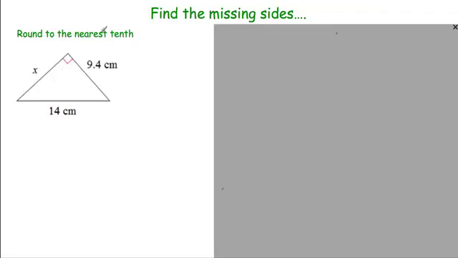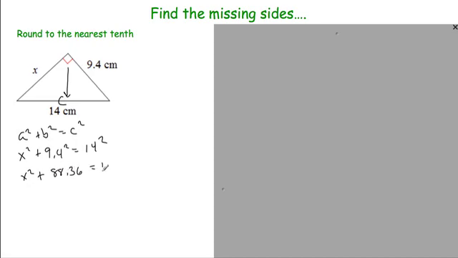Let's find the missing side, rounding to the nearest tenth. Again, always across from the 90-degree angle is the side we have by itself. So we're doing A squared plus B squared equals C squared. I know that this is C. It doesn't matter which is A and B really, so I'm going to do x squared plus 9.4 squared equals 14 squared. Let's do this out. 9.4 squared is 88.36.